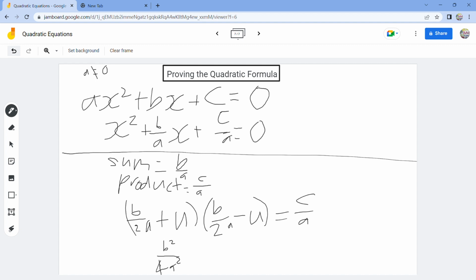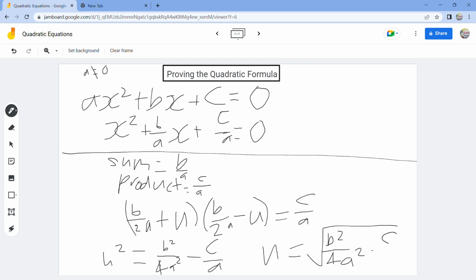So then b over 2a squared is b squared over (2a) squared. So 2 squared is 4 and a squared is a squared. So b squared over 4a squared. So u squared is b squared over 4a squared minus c over a. That means u equals the square root of that.